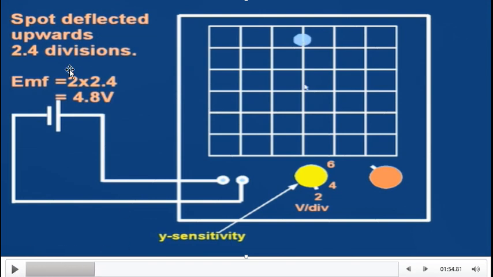Okay, let's see what they have taken. The computer has taken 2.4: one box, two box, and a little less than half a box. Half is 0.5, so a little less than that, 0.4, making 2.4 boxes, and we have adjusted it at 2 volts. So 2 times 2.4 is 4.8 volts. That is the EMF of the cell we have connected to the Y plates. Go ahead.